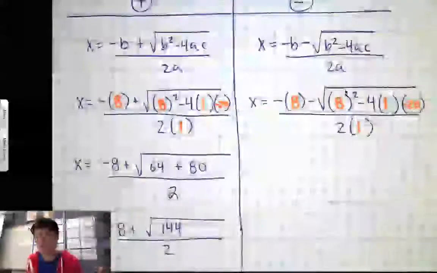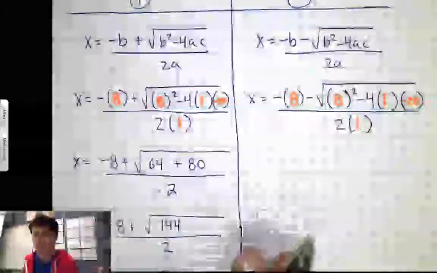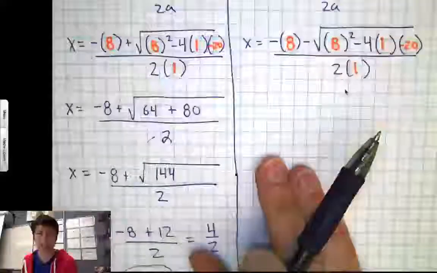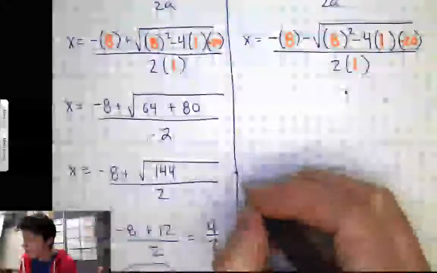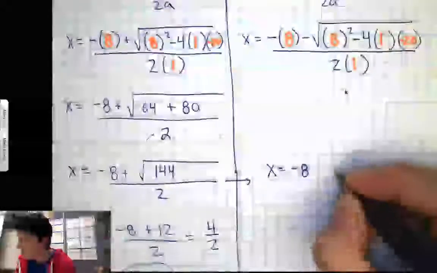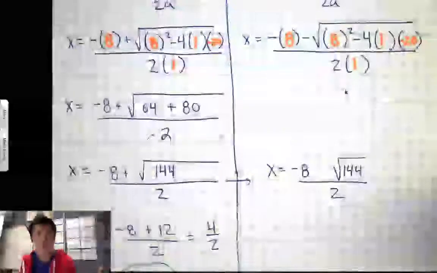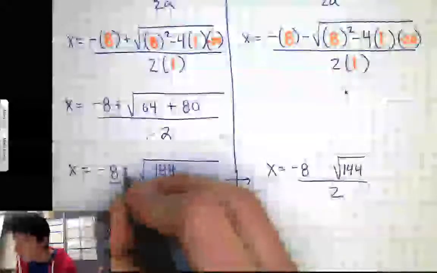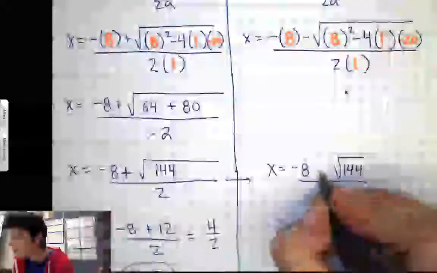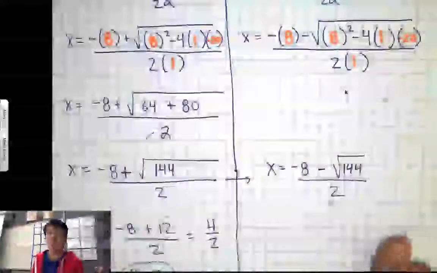Thankfully, most of the math is going to be the same. Everything over here is going to kind of match up. So what I'm going to do is kind of shortcut this a little bit and say, you know what? I can go all the way down to this step right here. It's going to be the same thing. It's going to be x equals negative 8, there's going to be a square root of 144 all over 2. The only difference is instead of this plus square root 144, it's going to be a minus square root 144. That's really the only difference in the math.